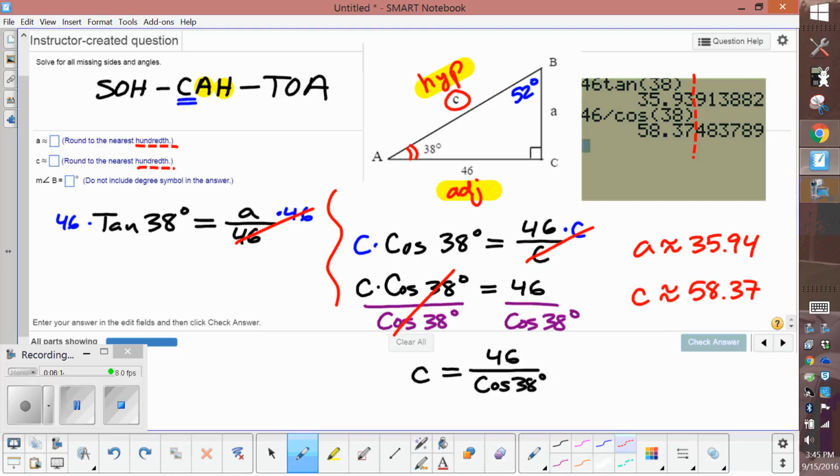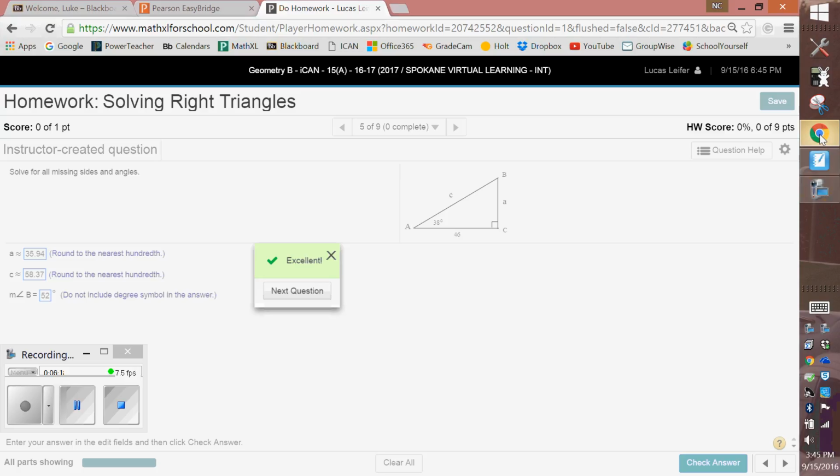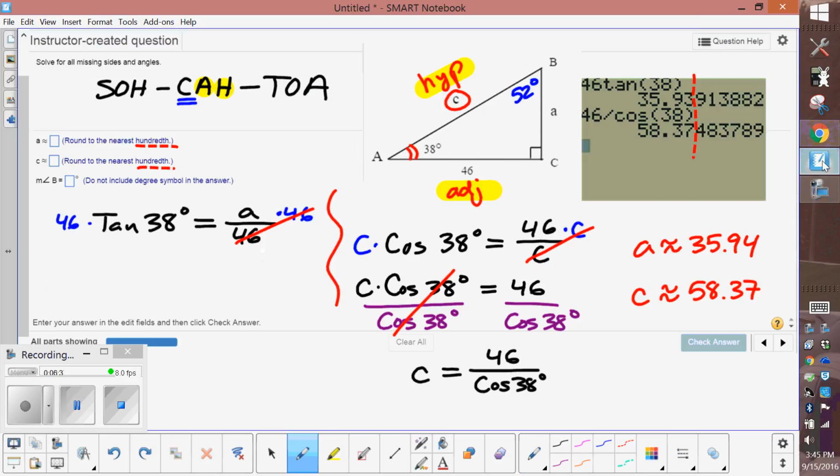I'm going to switch over to the screen where I actually type the problems in. You'll notice over here to the left, I did type in the correct ones, 35.94, kind of shadowed out in this region right here, 58.37 and 52. And I did get a correct answer right here. And there's the work. Hopefully that helped.